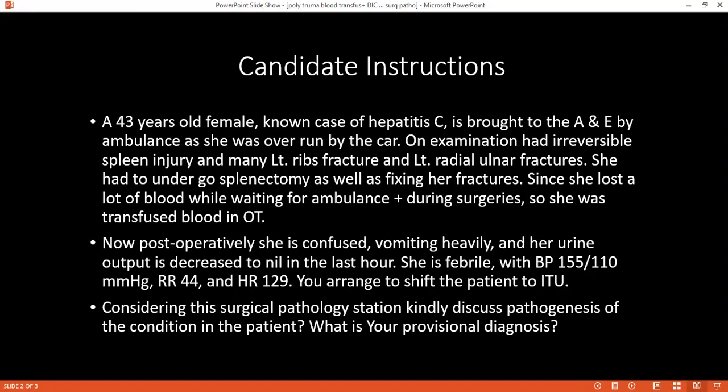Right. Are you done reading? Otherwise, I can read. Okay. So, if you have read and understood, considering the surgical pathology station, kindly tell me what are your differential diagnosis for this patient?